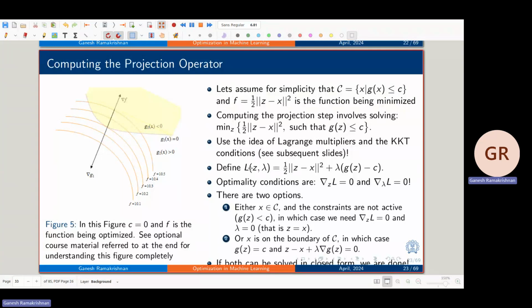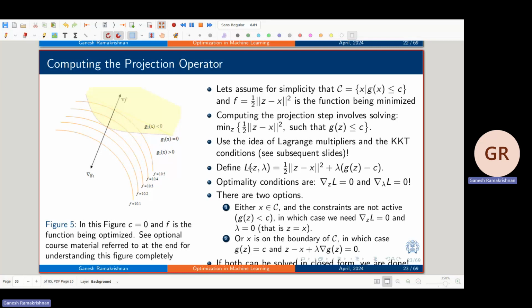So if I take the optimality conditions on this Lagrange function, let's say I want to minimize it. The gradient with respect to z should be 0, and the gradient with respect to lambda should be 0. So what are the options here?